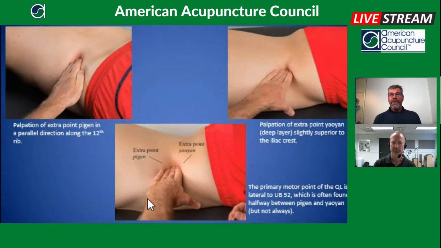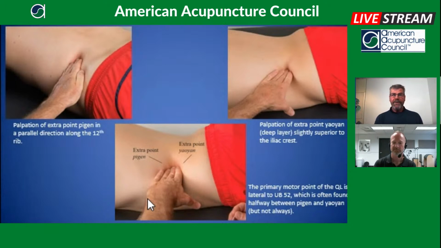Then in the upper right-hand corner, we have Yaoyan. This is the deep layer of Yaoyan, which would be the quadratus lumborum attachment on that lateral aspect of the pelvis. It's amazing how far the quadratus lumborum actually attaches to the pelvis. So this particular needle technique is not going to be on the edge of it, but it is going to go through the quadratus lumborum in a cross-fibered direction. So you're influencing quite a bit of the proprioceptors there, the Golgi tendon organs and such.